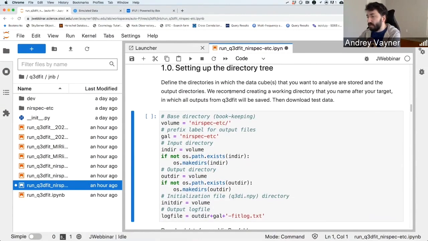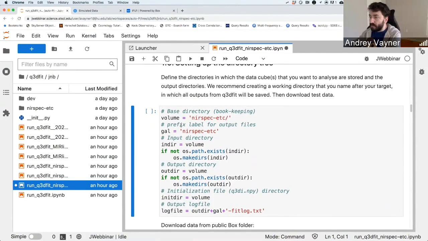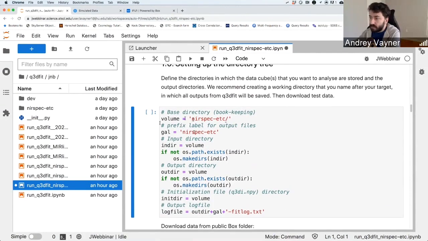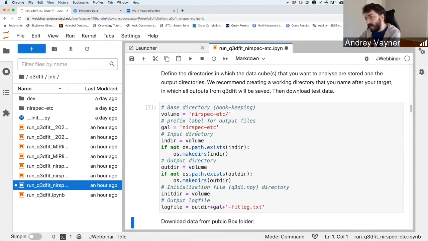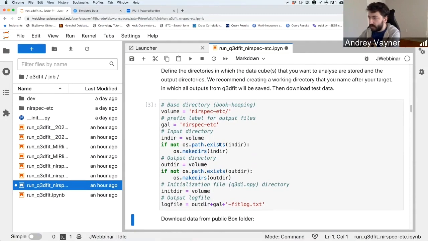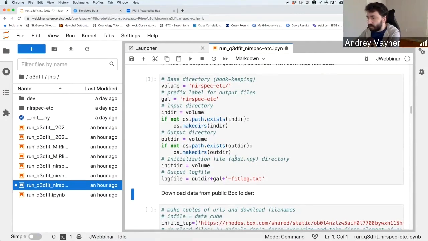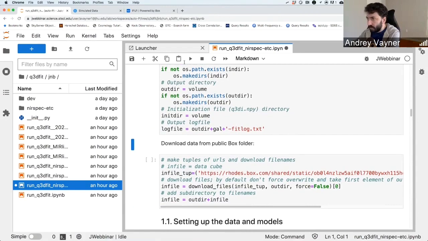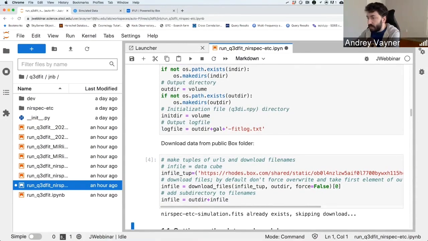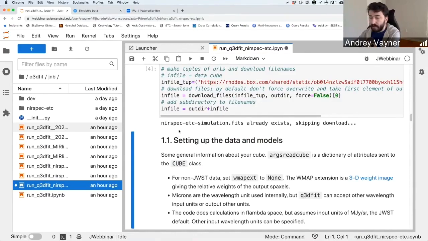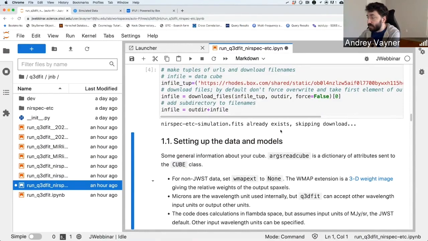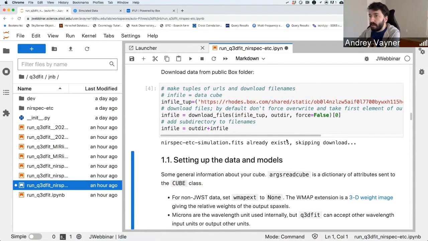Then the next step here is if this directory here in NIRSpec etc doesn't exist, it'll basically create it. And that's where all the outputs from the fitting routine are going to be saved. So the cell is important, and then we're going to give a name to our galaxy, which is just NIRSpec etc. And the rest of it is just checking if things exist, and if not, then it just creates them. Right, so then we're going to actually download the data, but I already have the data cube downloaded, so it's going to skip this download here.